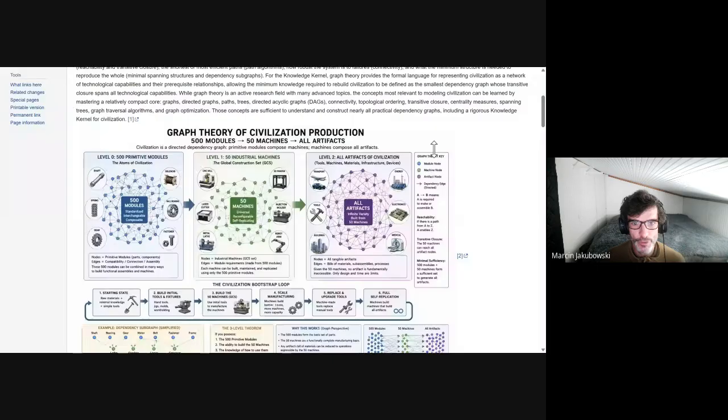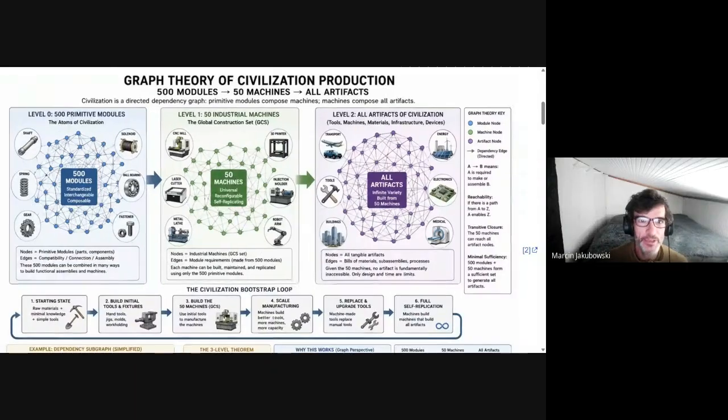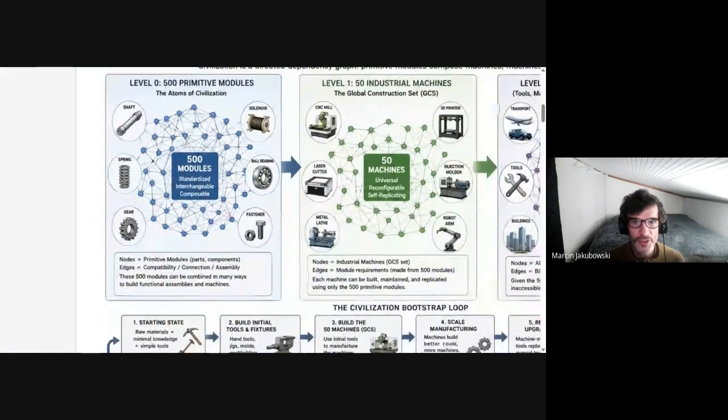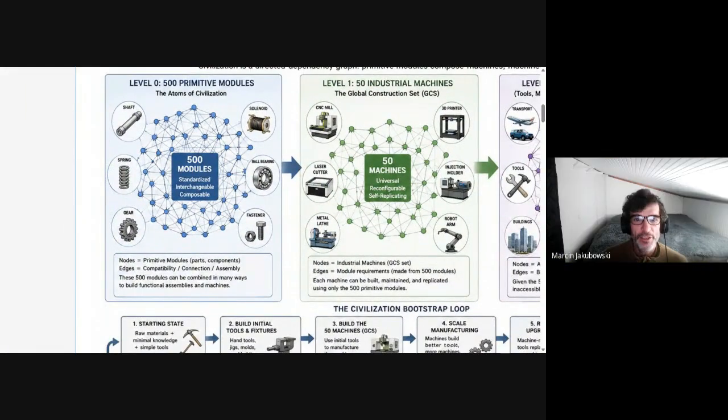500 models, 50 machines, all artifacts. Let me share the screen with you. Graph theory of civilization production. I said 500 modules before, but I'm identifying 314. Basically, if you think about the elements for building all of technology, there's actually 314 that I've identified.